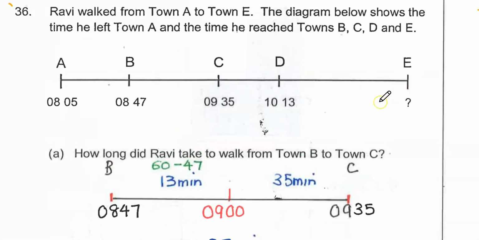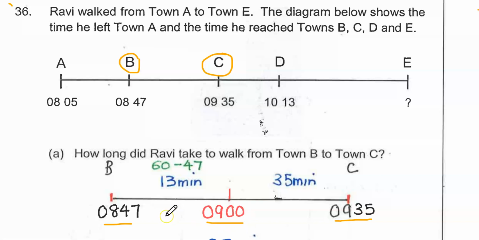Look, it is easy. Asking from B to C, it means you concentrate on this. 8:47 and 9:35 over here. This has become the starting time, and this is the ending time. Find the duration. Now, the interesting thing is, note that 9 o'clock is 900 hours.